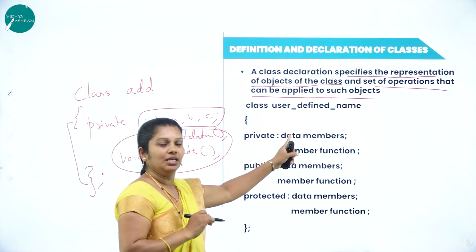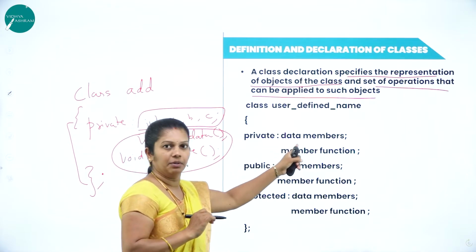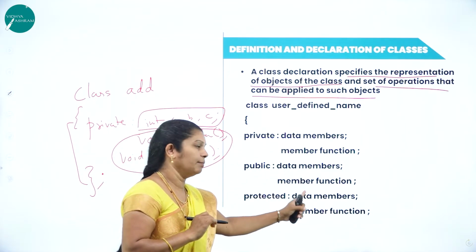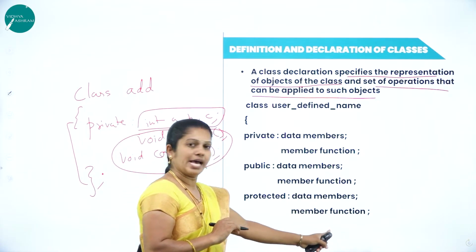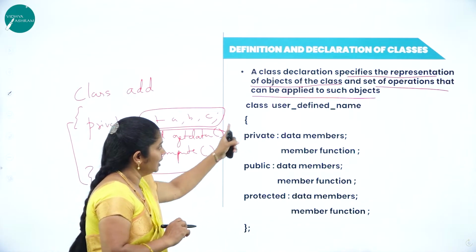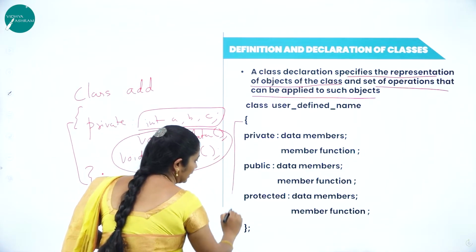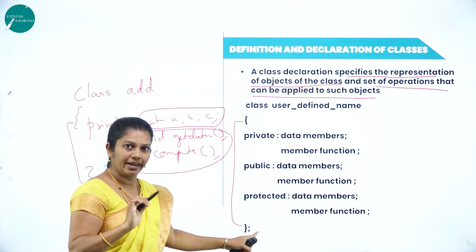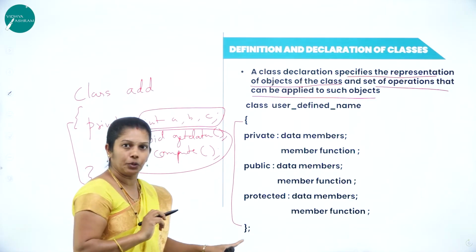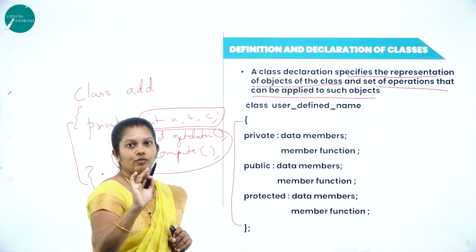Then you have to mention, in each access specifier, data members and member functions. In the protected case also, data members as well as member functions. Then here we have opened one flower bracket, and here you have to close it. To close the class, after the flower bracket you must write a semicolon. Then only the class will close.